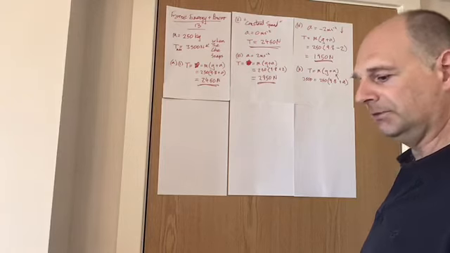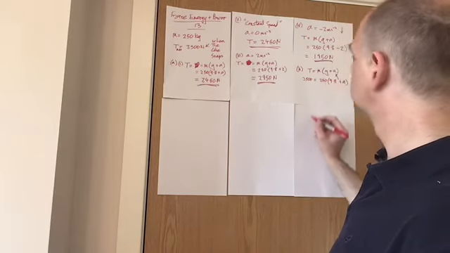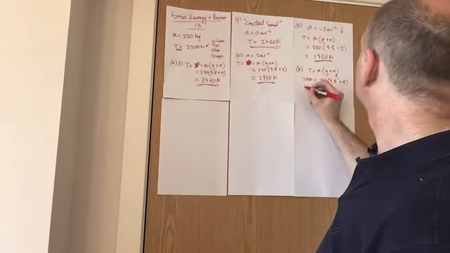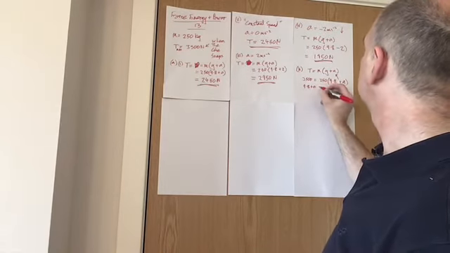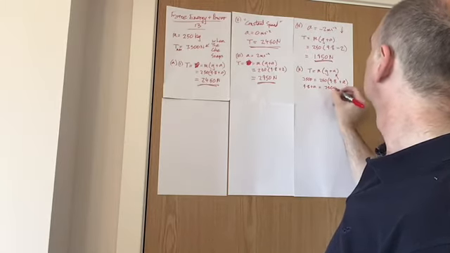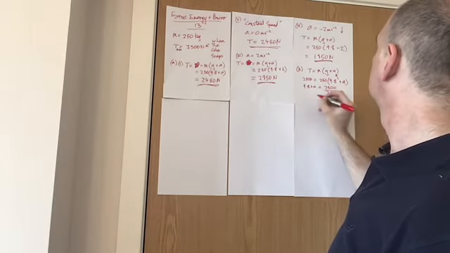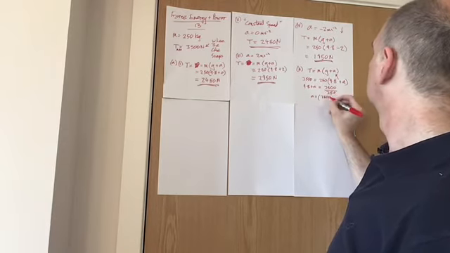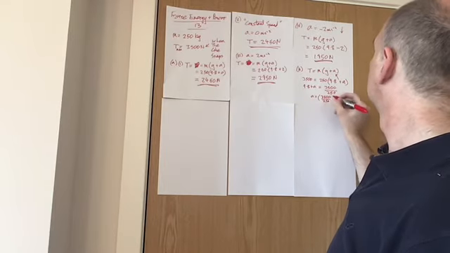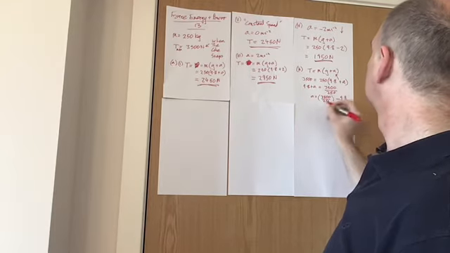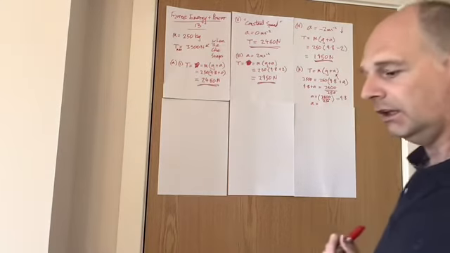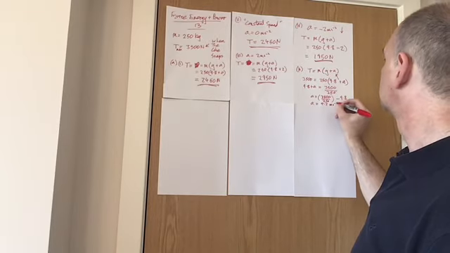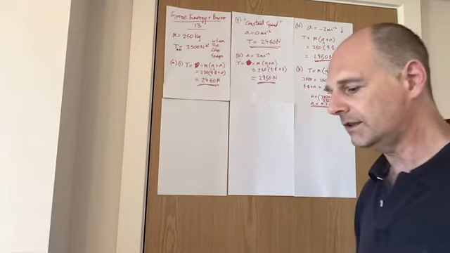So we do a quick little bit of algebra, and that should end us up with 9.8 plus A equals 3,500 over 250. So A equals 3,500 over 250 minus 9.8. It should give us A equal to 4.2 meters per second squared. And that's that done.